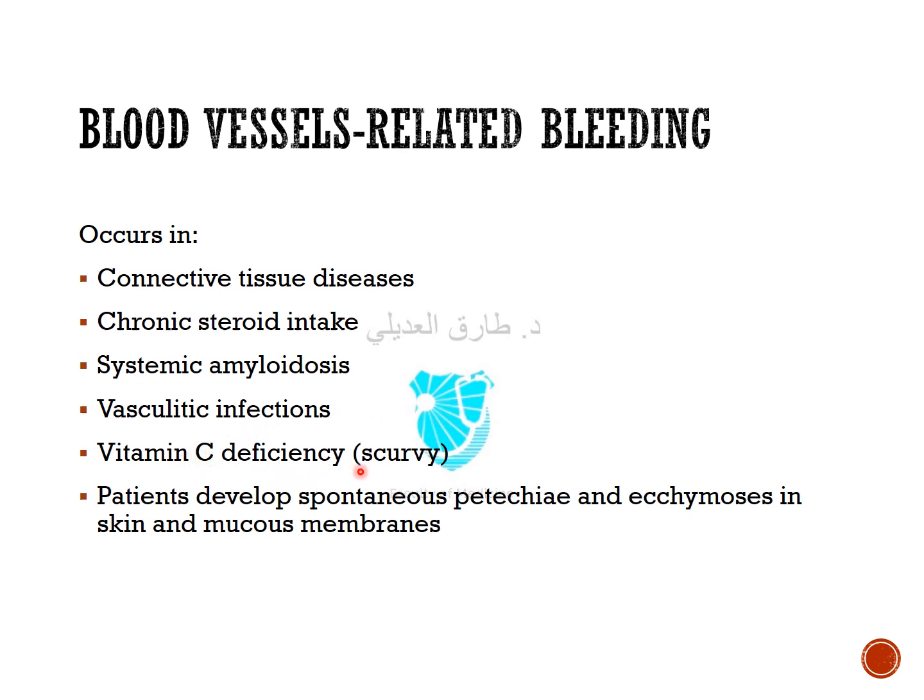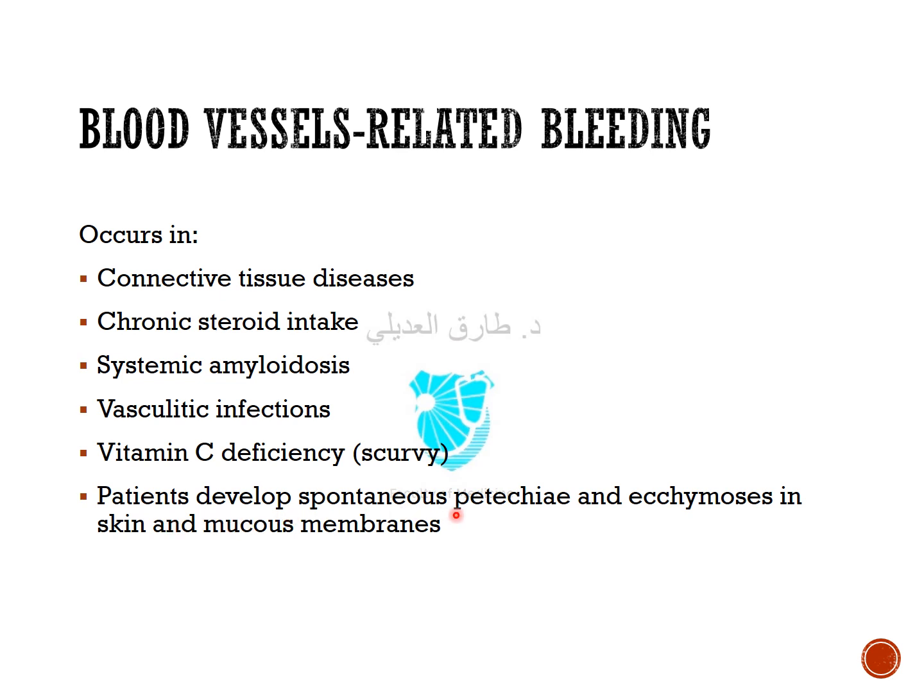Vitamin C deficiency. The old name was scurvy. This is an almost outdated disease. It was common in the past, but these days it is much less common. Vitamin C is important for the structure of the collagen in the blood vessels, and thus when it is deficient, it will weaken the blood vessel and results in bleeding.